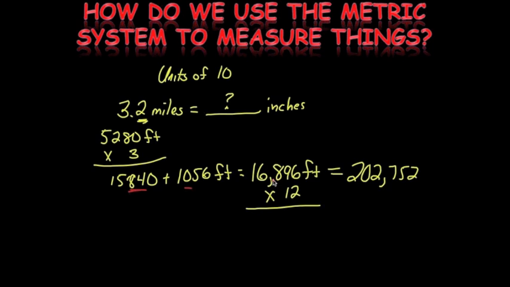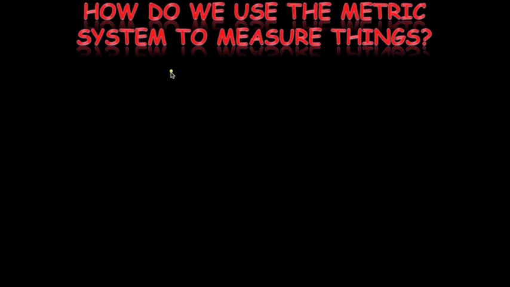Then you have to know that there are 12 inches in every foot. So you have to multiply the total number of feet by 12 to calculate the total number of inches in 3.2 miles. Okay? So it's very involved there. Now let's look at the metric system. Remember, we said it was based on units of 10.